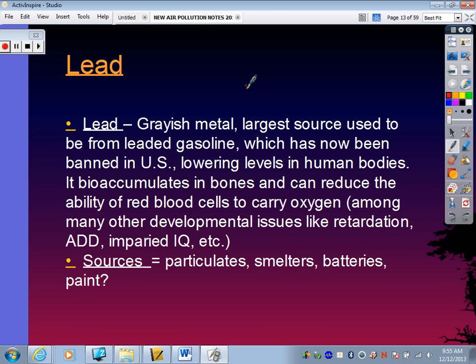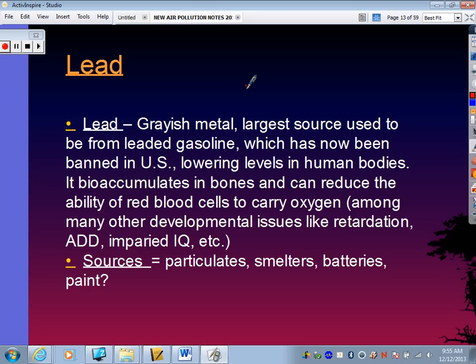Okay, on to lead. Lead is a grayish metal. The largest source used to be from leaded gasoline. We used to put lead into gasoline, but that's now been banned in the U.S. We don't do leaded gasoline. They still do leaded gasoline in other countries. So us banning lead from gas has lowered the levels in human bodies in our country.